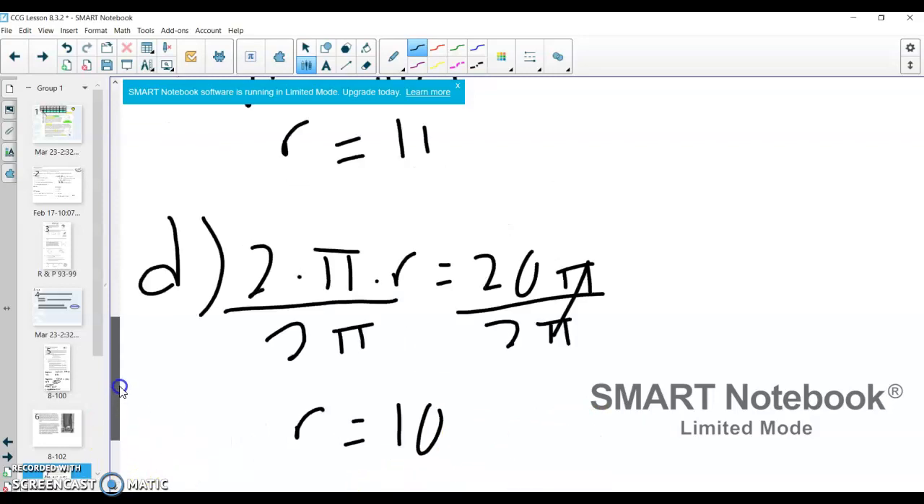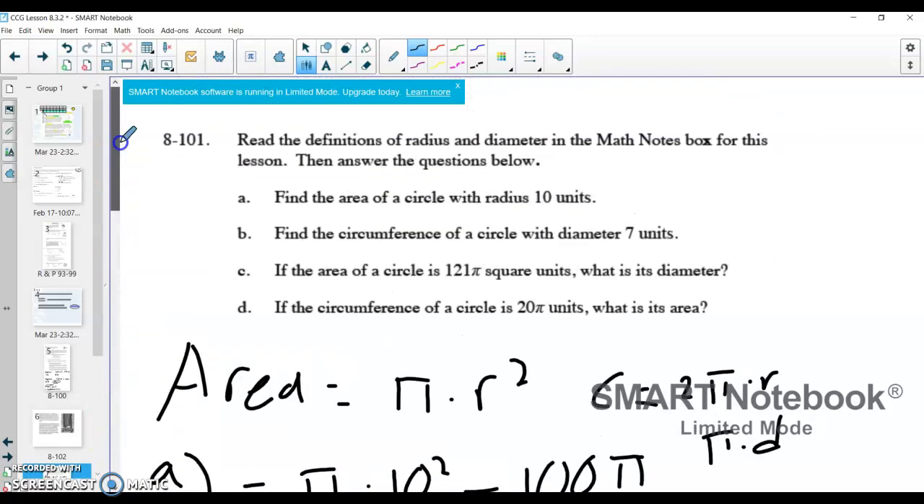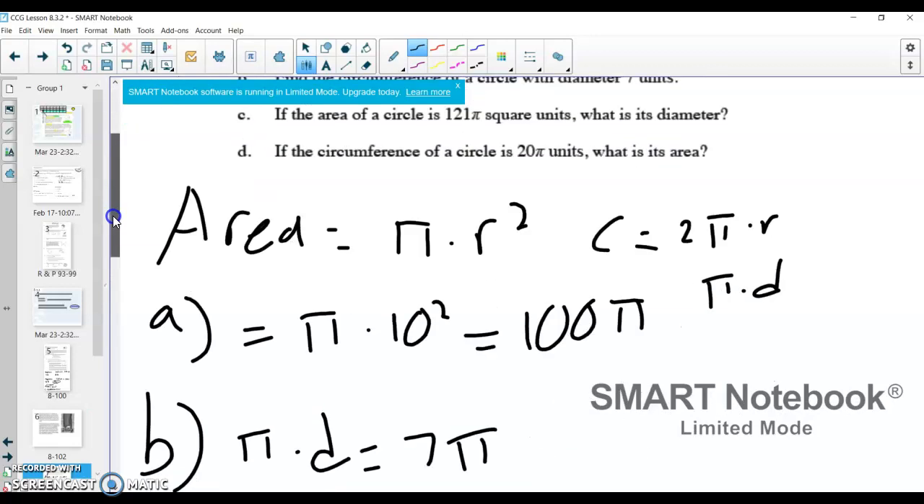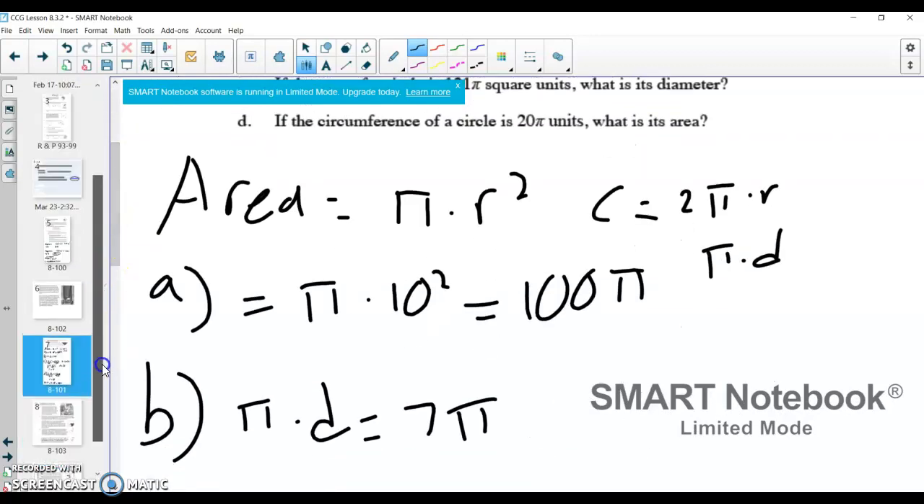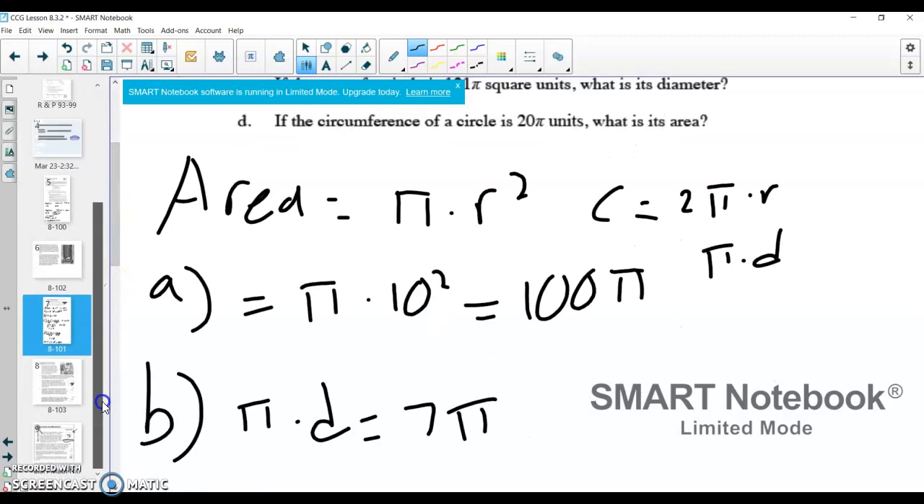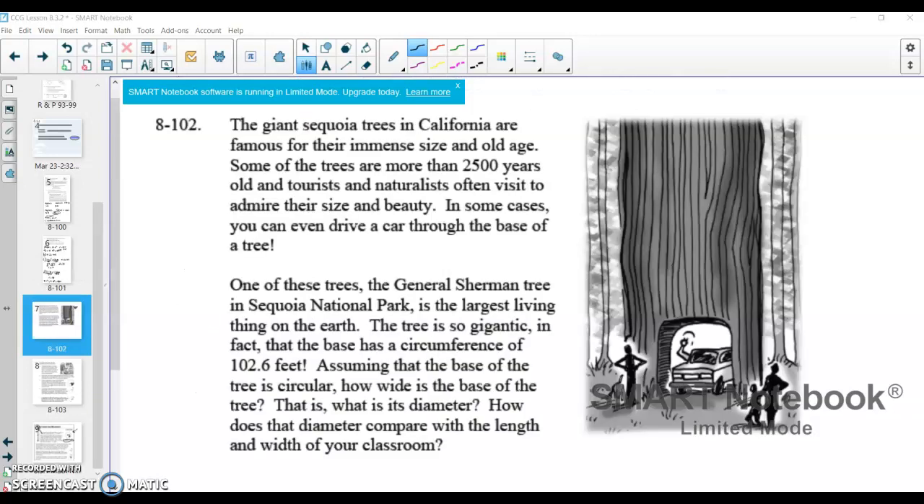And there we have A, B, C, and D for problem 101. And we'll move on to 102 and 103. And then I'll just put up the math notes at the end so you can read them. And then we'll be done. Problem 102 is doing exactly what we did in 101, but now just a word problem. Again, this is a good one to pause the video and try to do it on your own. It's just like what we did, but now in a word problem.